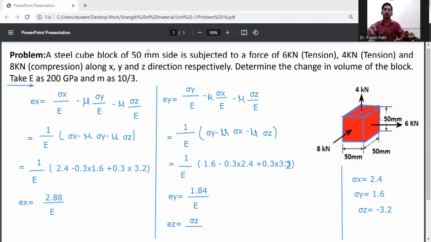Direction is equal to, that formula: sigma z by E minus mu sigma x by E minus mu sigma y by E.